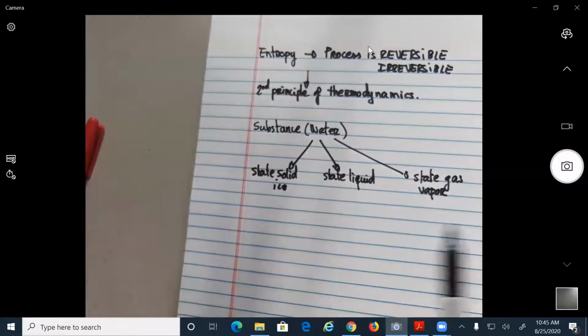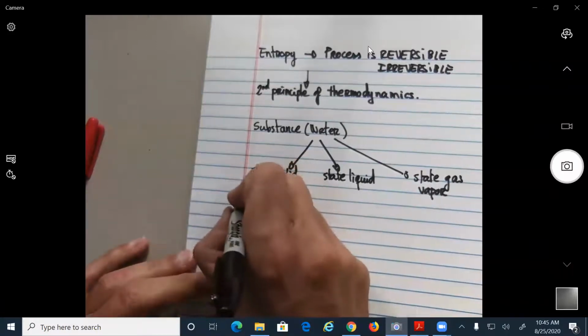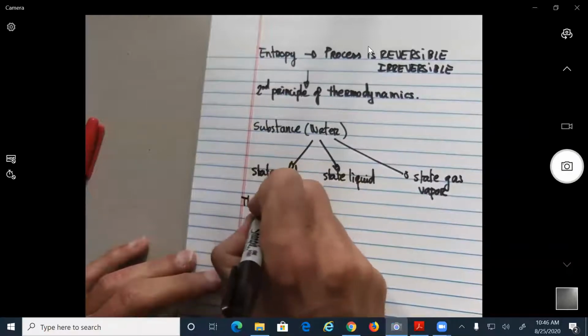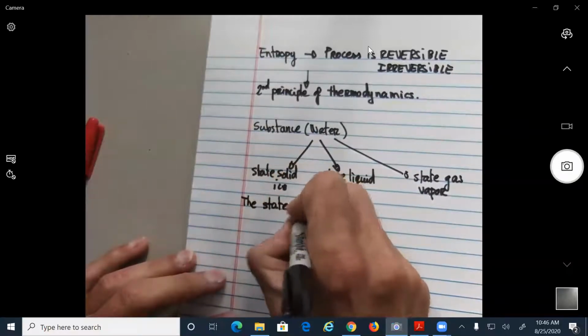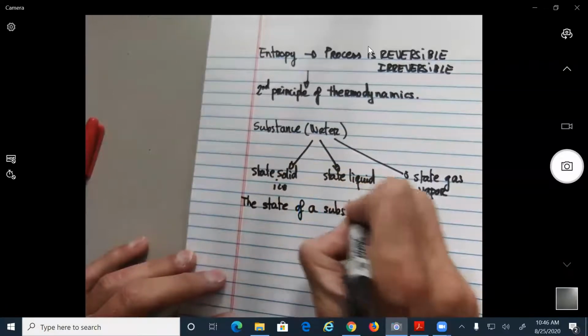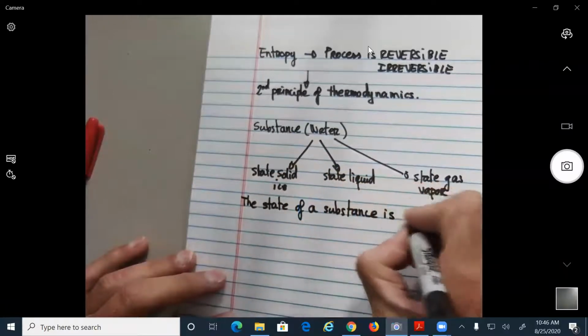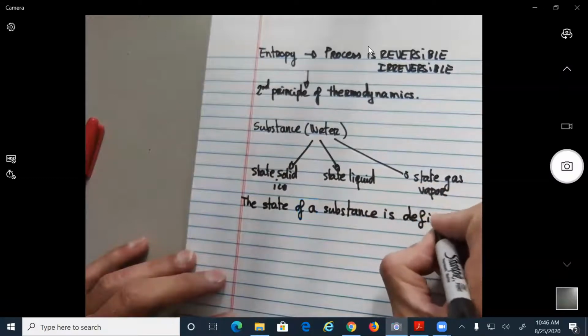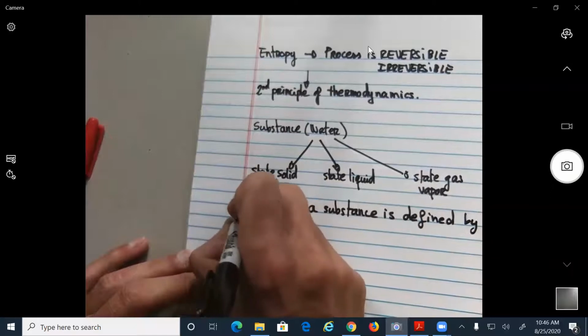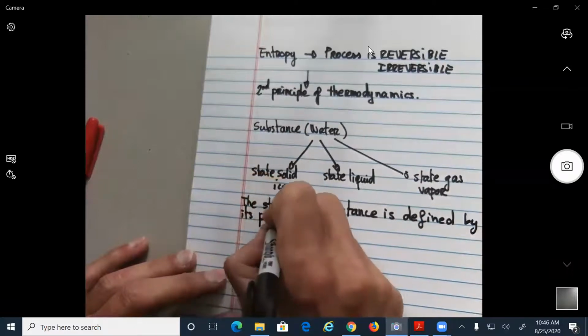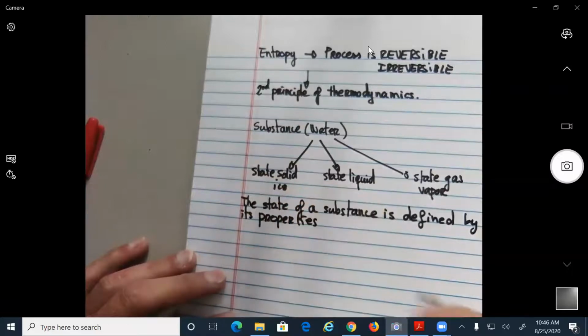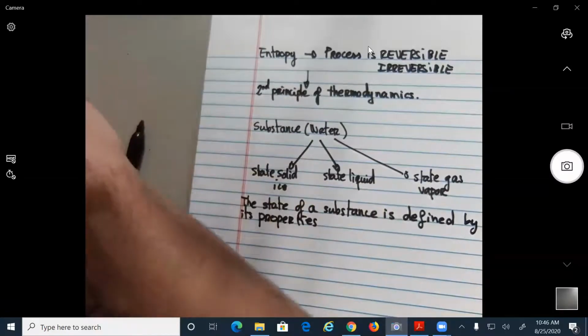It's the same substance. So what happened is that because of the temperature, there is some change in the molecular structure, okay? And that changed the properties, density and other ones. So the state of a substance is defined by its properties.